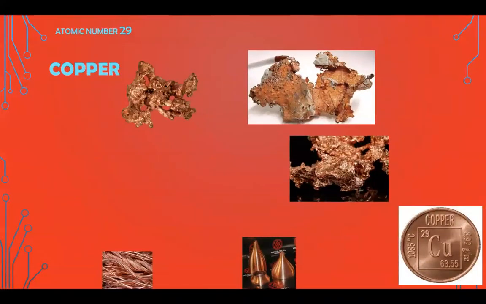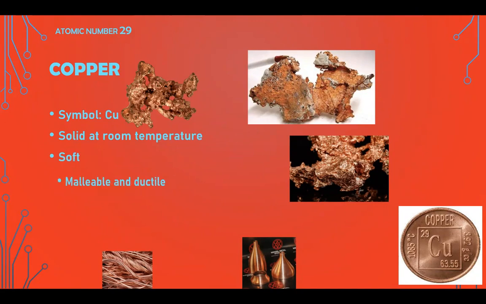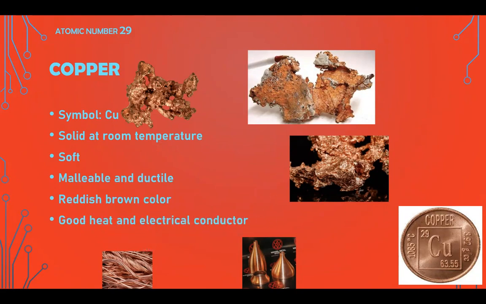Now we come to copper, which is also a very famous element. Its symbol is Cu. It is a solid at room temperature. Copper is soft. It is malleable as well as ductile. It has a reddish brown color, which I really like. And it's a good electrical and heat conductor. Copper is one of the best heat conductors. Copper is used in wires, utensils, coins, etc.